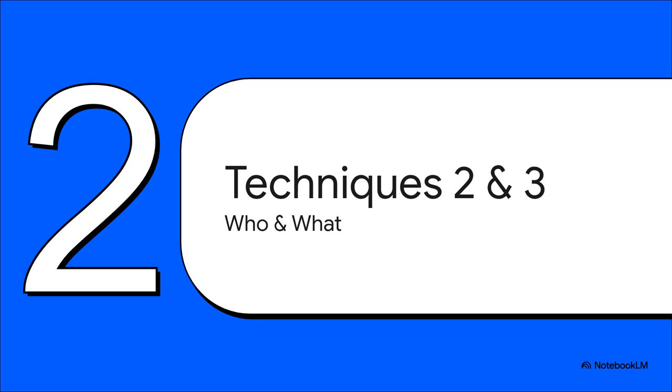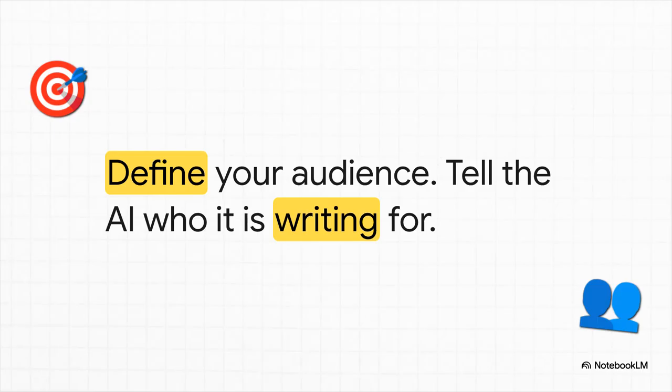All right, so now that we have our action verbs down, let's build on that. Techniques 2 and 3 are all about context. It's the who and the what. As in, who is this for, and what should it actually look like? Okay, first up in this section, technique 2, define your audience. Seriously, this one is an absolute game changer.